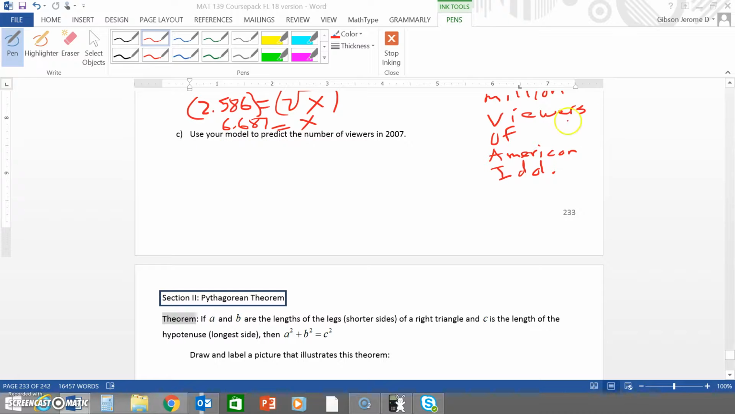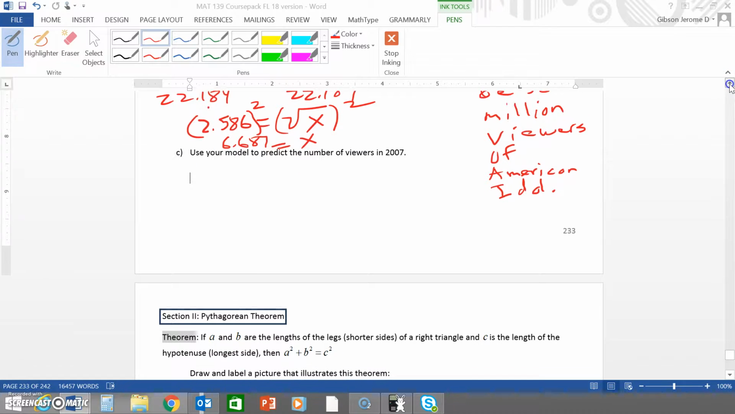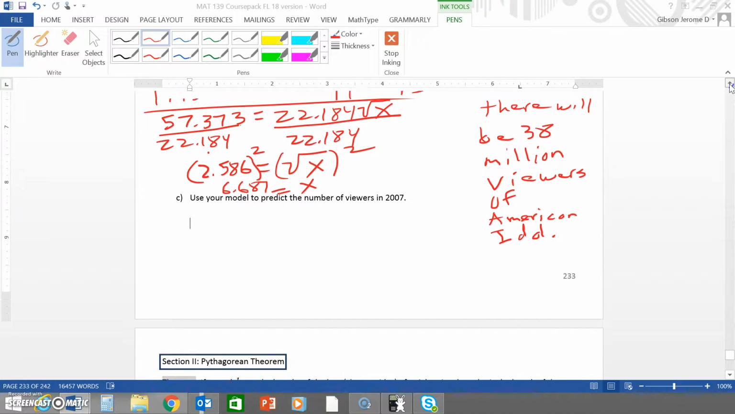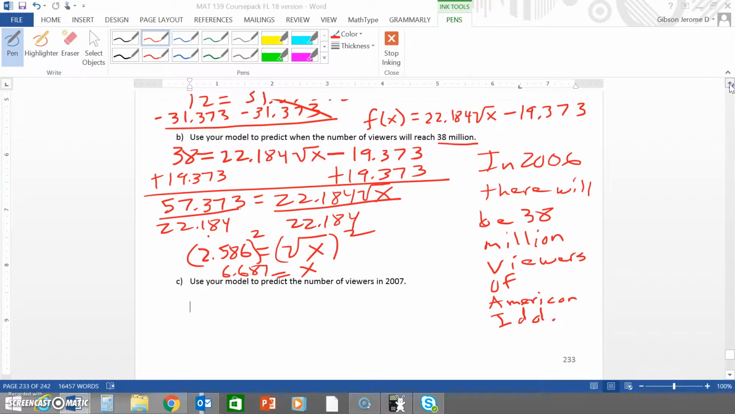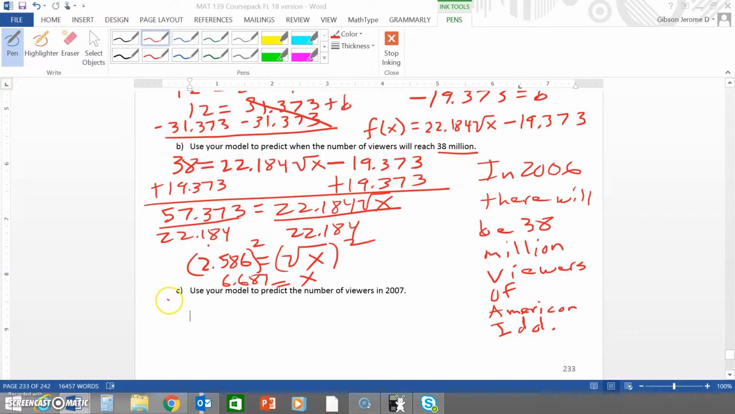Alright, so our model goes back up here. Let's see if I can pull it up really quickly. This is our model here. We have f of x is equal to 22.184 times the square root of x minus 19.373. So now we want to know the viewers in 2007. We know 7 represents the years, so we would substitute in 7 for x.